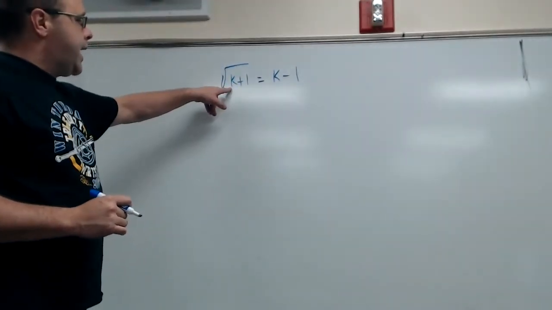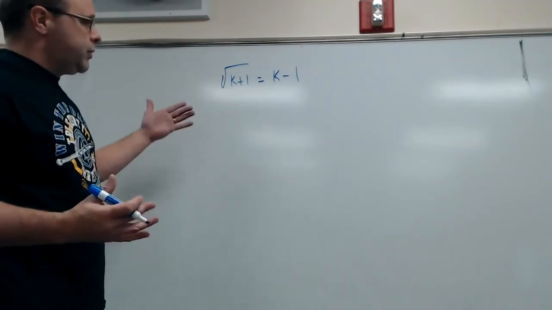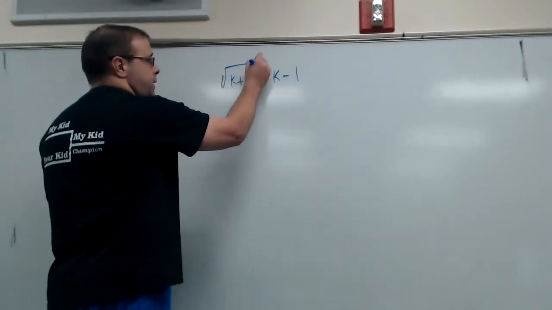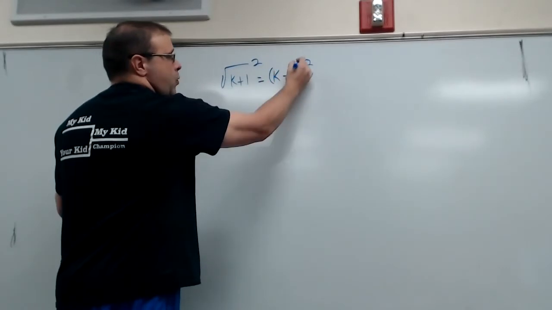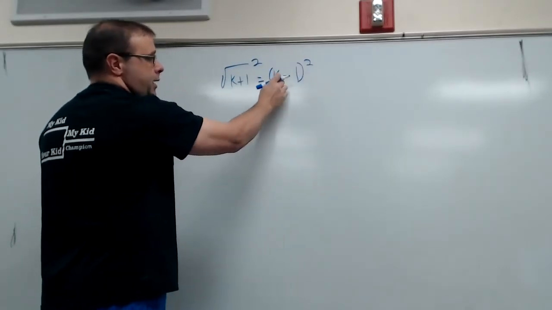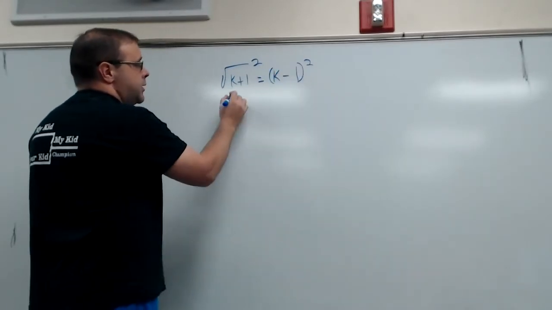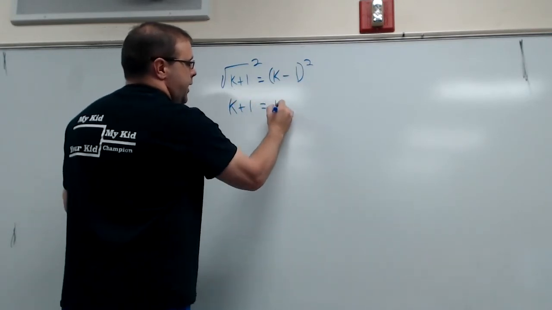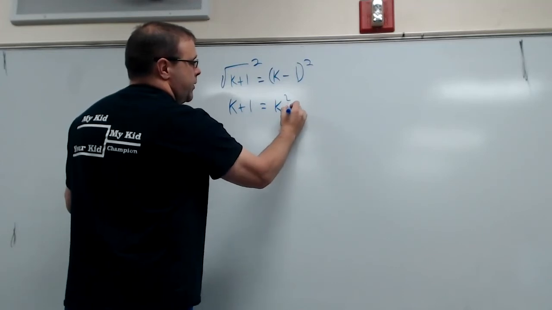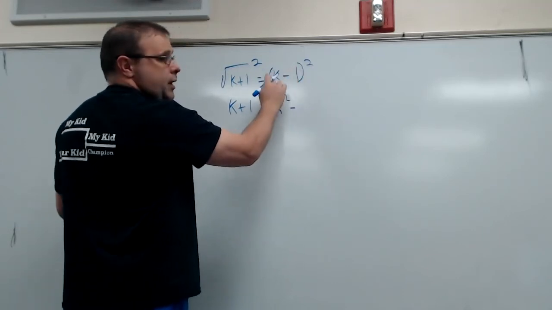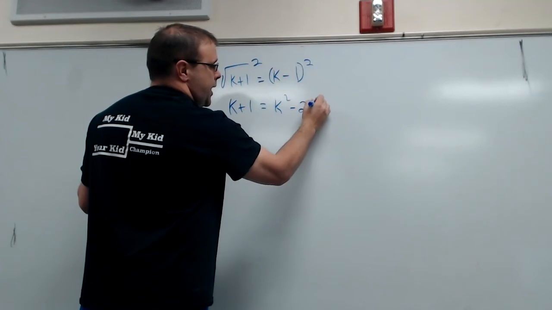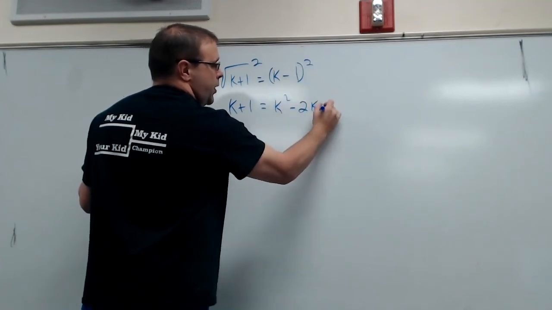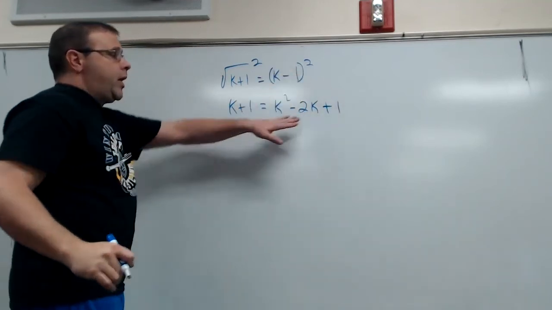Well, we don't know what k is right here. So just like we did before, we're going to square both sides. You have to remember this is the quantity squared, not just k squared minus 1 squared. So we have k plus 1 equals k squared minus 2k plus 1. I FOILed that all out. This is what I get.